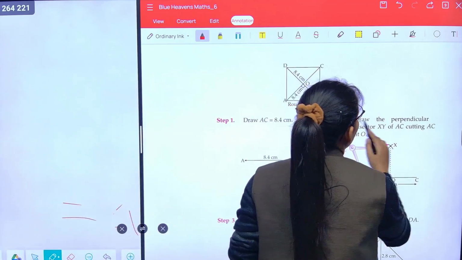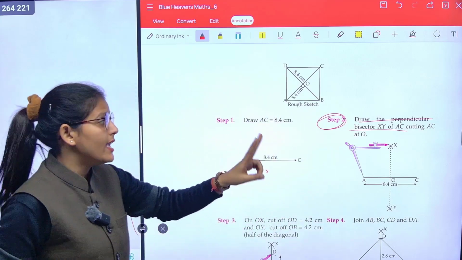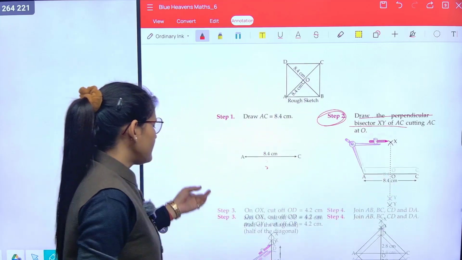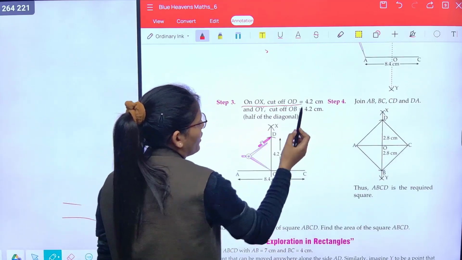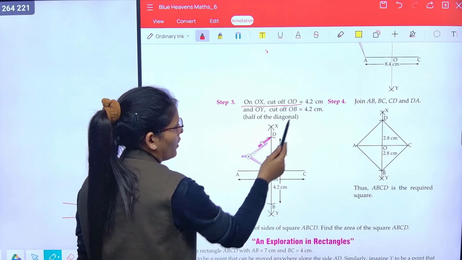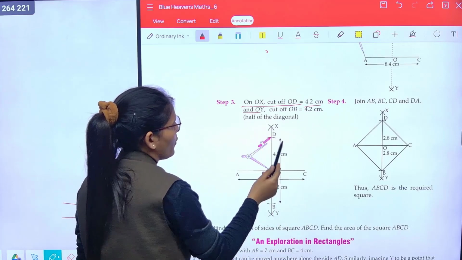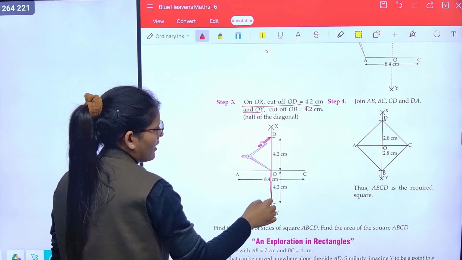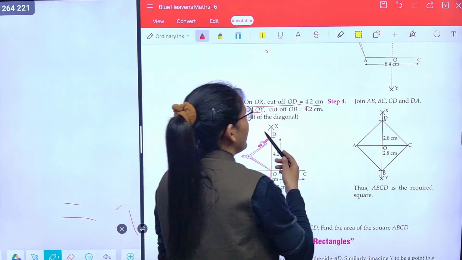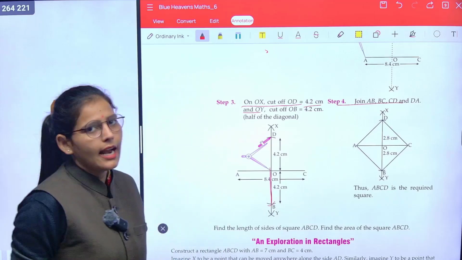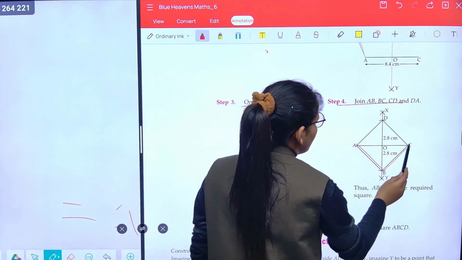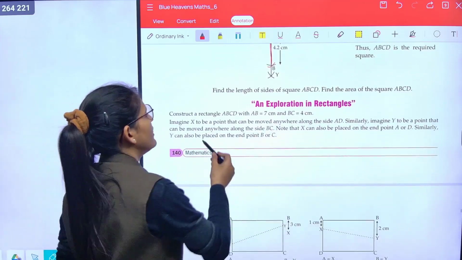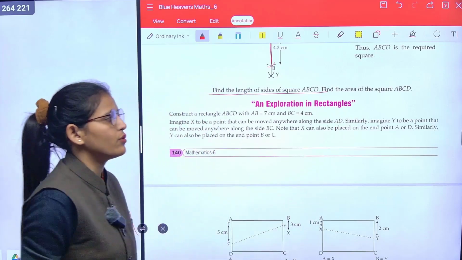Now step 2, draw the perpendicular bisector XY of AC, cutting AC at O. Now class, step 3, on OX cut off OD 4.2 centimeter, that is, and OY. Now class, O and Y, you can see here, are half of the diagonal. Join AB, BC, CD and DA. This ABCD is the required square. Now find the length of the sides of the square ABCD and the area of the square ABCD.